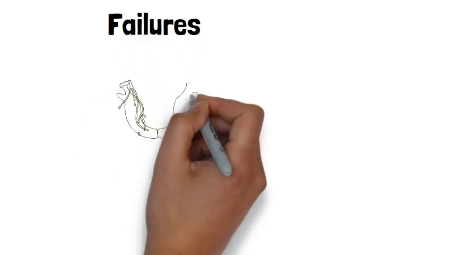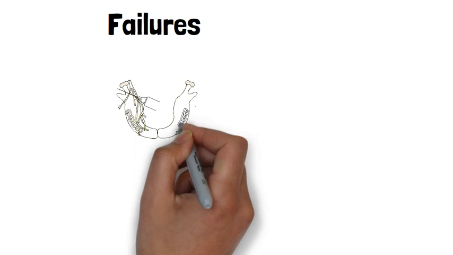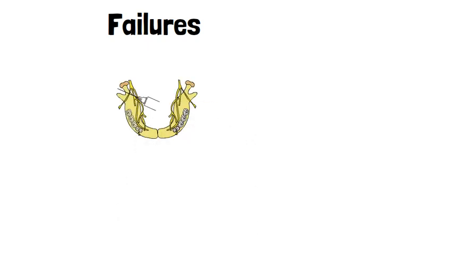Now that we have discussed the correct technique and the anatomy of the mandibular nerve block, let's discuss the failures that occur during the mandibular nerve block. One of the reasons of mandibular nerve block failure is when bone is not contacted during the needle insertion. When the bone is not contacted, do not inject the local anesthetic solution.